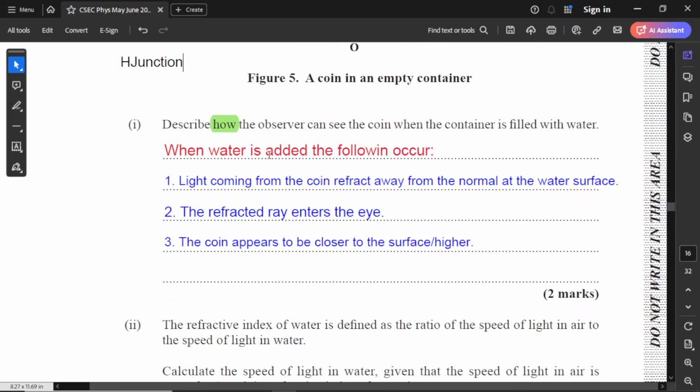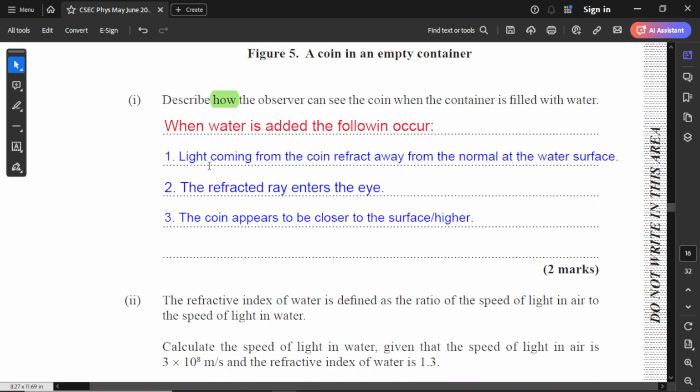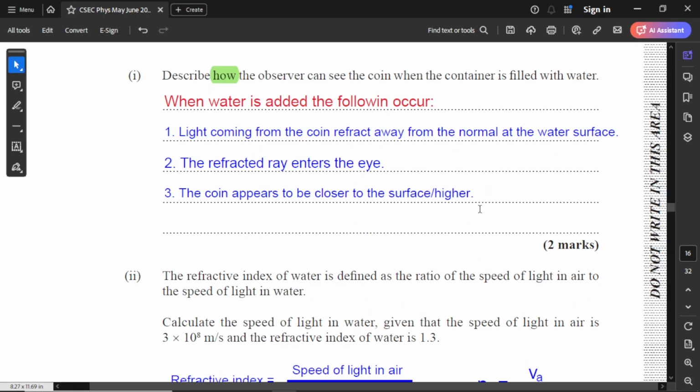So here it said, when water is added, the following occurs. And I missed out a G right here. So let me just leave it as it is, because when I put in these things, something sometimes deletes. All right, for one, the light coming from the coin refracts away from the normal at the water surface. And two, the refracted ray enters the eye. And three, the coin appears to be closer to the surface, or it appears to be higher. All right, and that will account for your 2 marks.